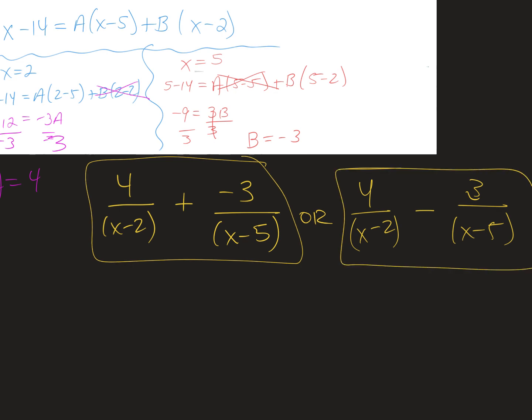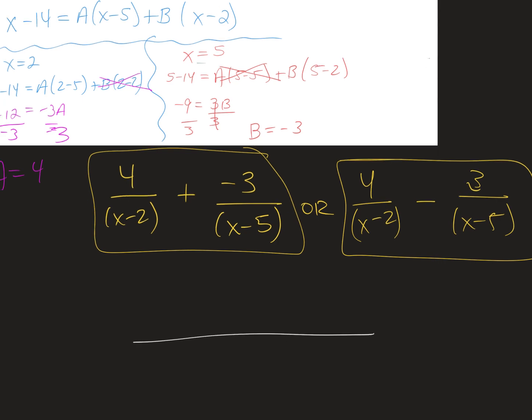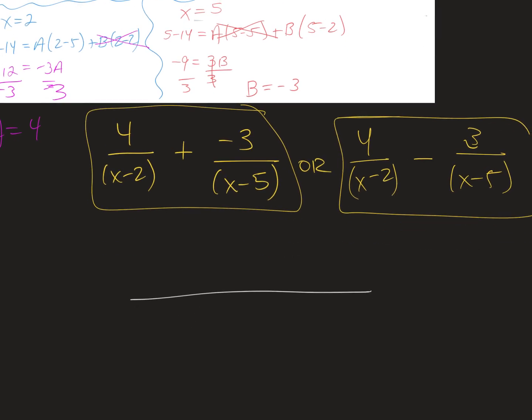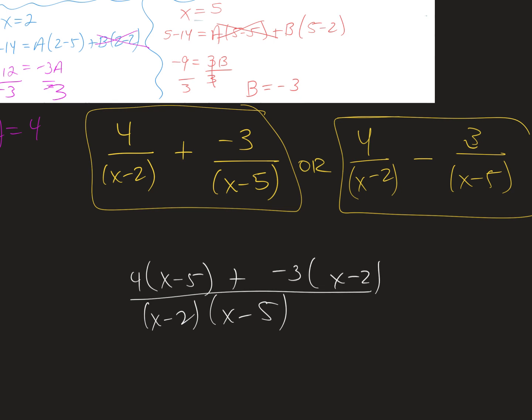And then how would we check it? Just to make sure, well, what's a common denominator between x minus 2 and x minus 5? Both of them together, right? So my first denominator has the x minus 2. It's missing the x minus 5. Plus the second denominator has the x minus 5. It's missing the x minus 2, right?